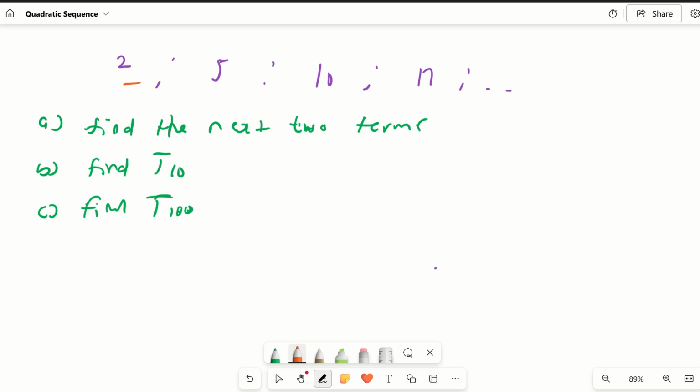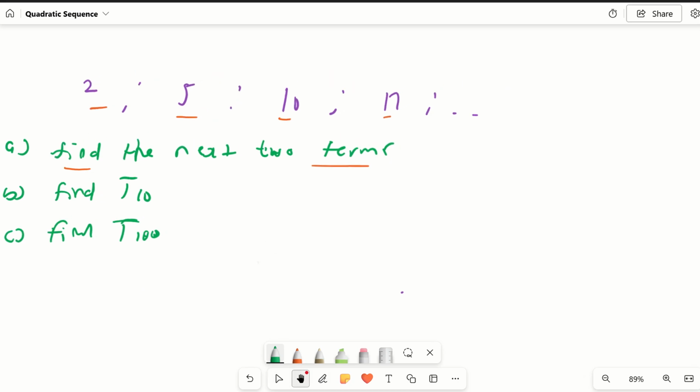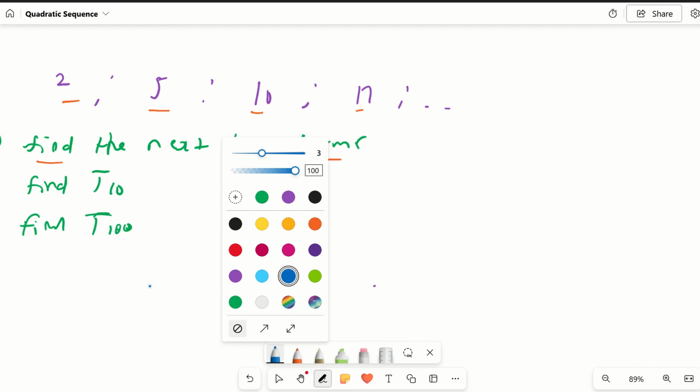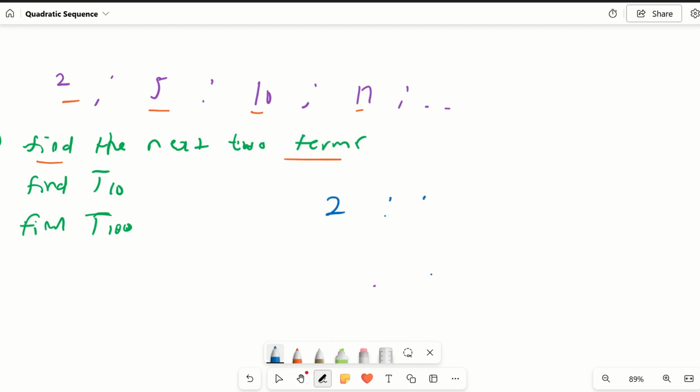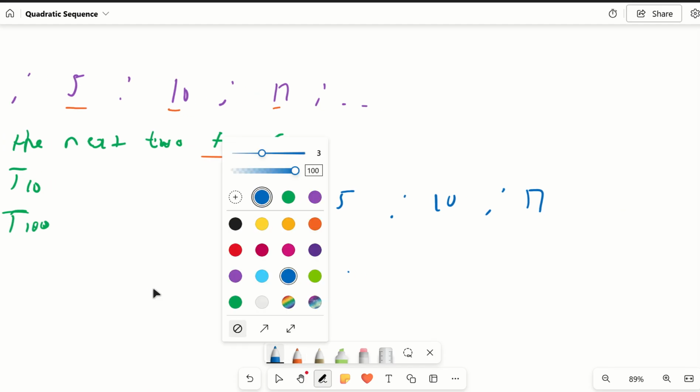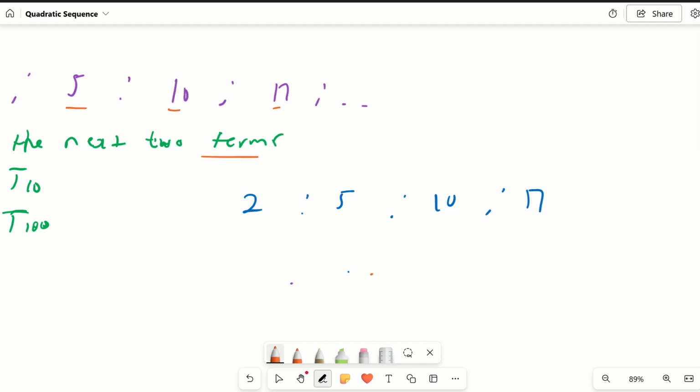Given the sequence 2, 5, 10, 17. The first question asks you to find the next two terms, right? So I'll put the sequence on the side there so that it's easy for me to deal with it. Need a bit of space there. 2, 5, 10, 17. So now, looking for the next two terms, I basically gauge what number they add between successive terms.